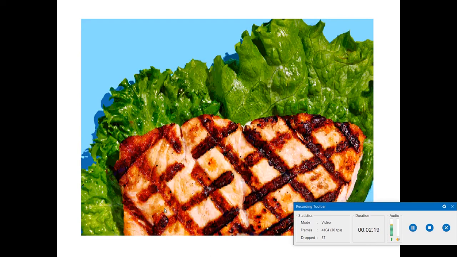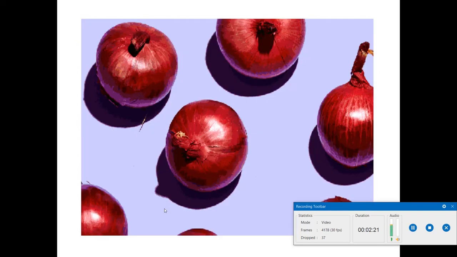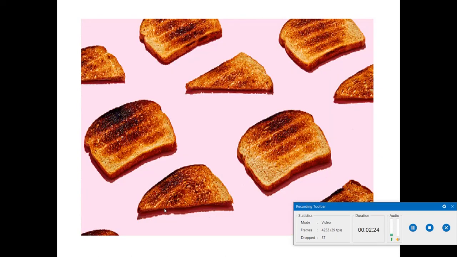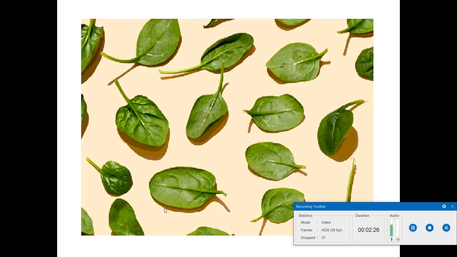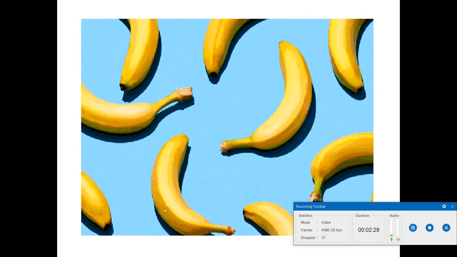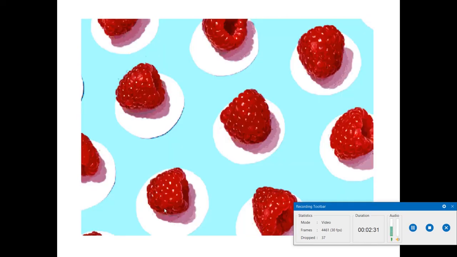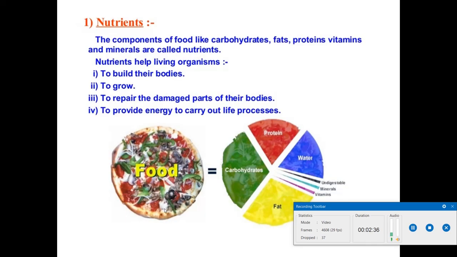Now, in class 6, you have learnt about the important components of food. Can you tell me the important components of food? Yes. The important components of food are carbohydrates, fats, proteins, vitamins and minerals. So these important components of food itself is termed as nutrients. Why do we need these nutrients?